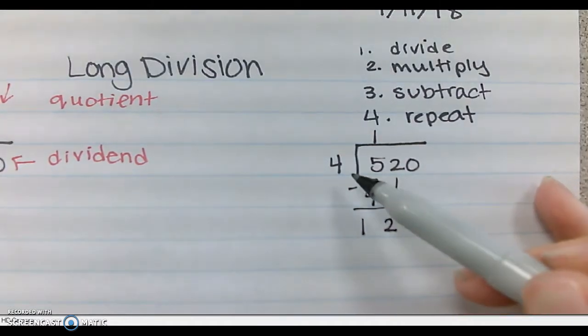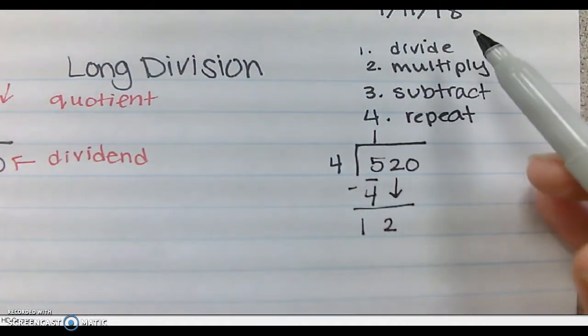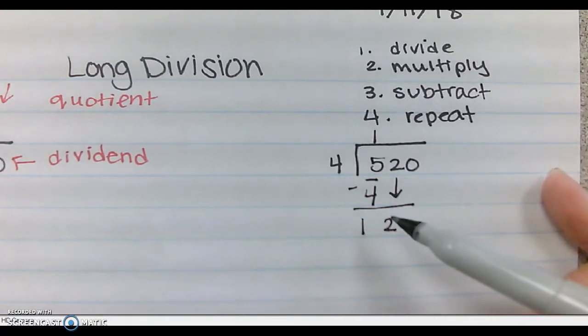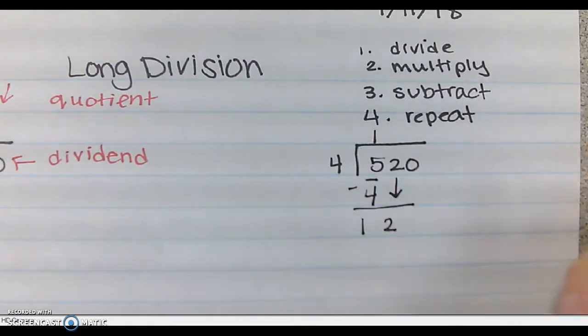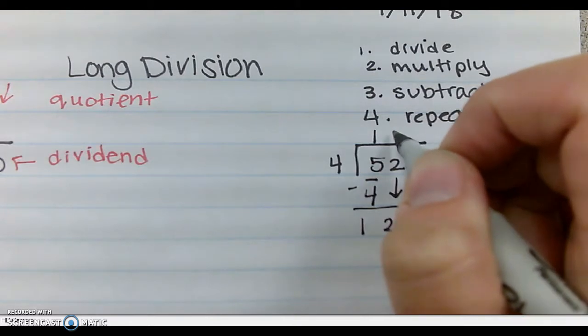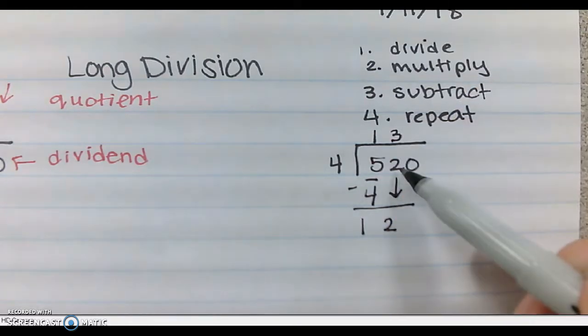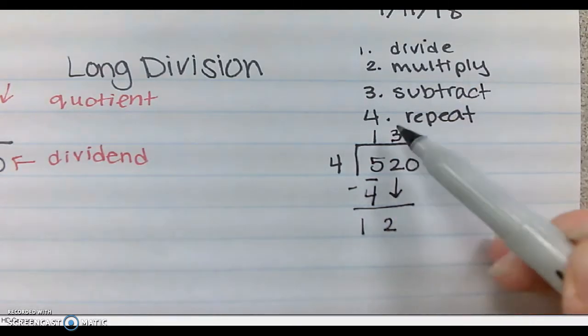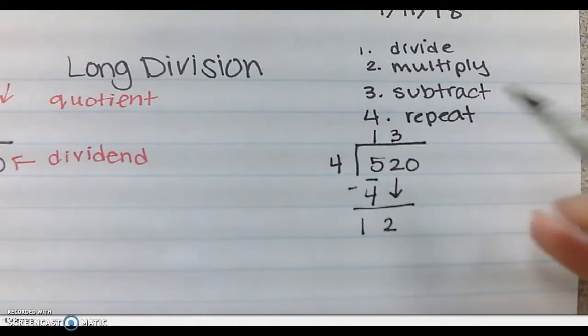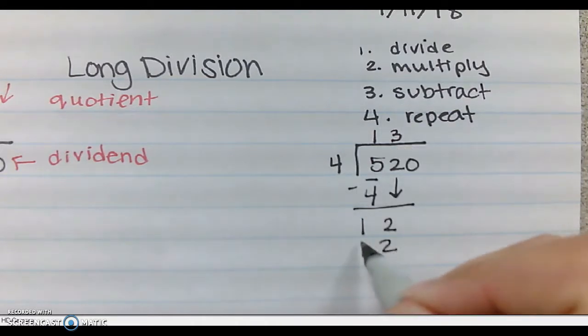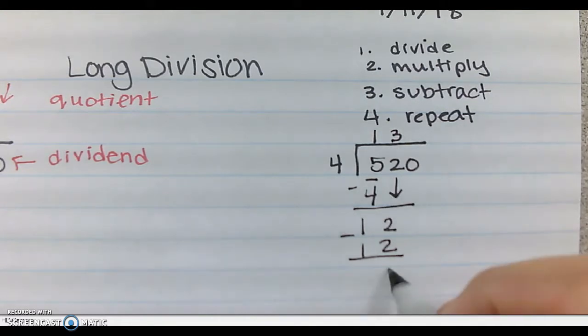How many times can 4 go into 12? This is step 1. Well, 4 can fit evenly into 12 3 times. So I put my 3 up here in my quotient, because that is my answer, above the 2. Now I multiply. 3 times 4 is 12. And I do step 3, which is subtract. 0. But I'm not done.